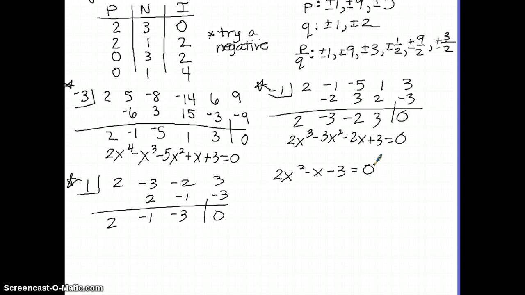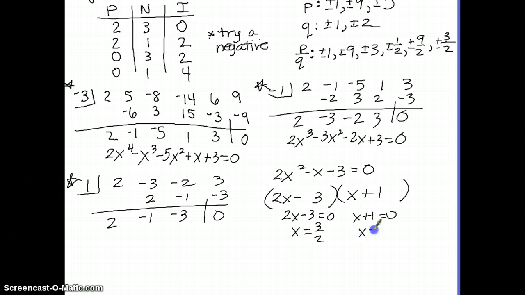I'm hoping that this will factor, and we are lucky that this does factor. If not, we could have used the quadratic formula. It factors into 2x minus 3 and x plus 1. So if I set each factor equal to 0, I get x equals 3/2 and x equals -1. So when we're all done, we should have a total of 5 roots. Let's just make sure we have them all.